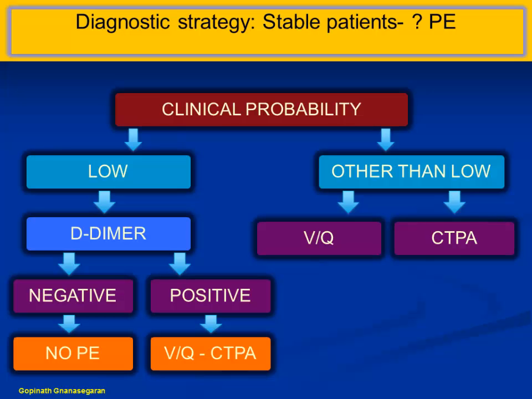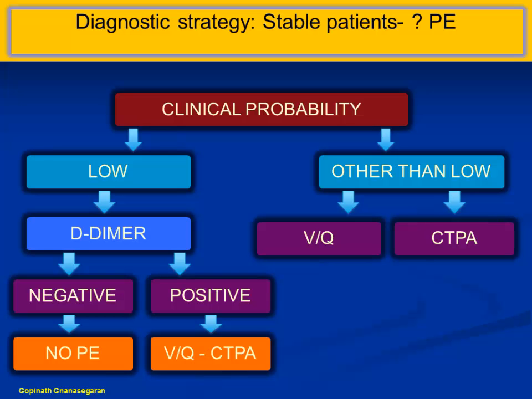So the current EANM recommendation is based on the clinical probability. If it's a low probability, they'll have a D-dimer. If D-dimer is negative, it's unlikely to be pulmonary embolism. If D-dimer, which is non-specific, is positive, the patient should be recommended either for a VQ scan or a CTPA. If it is other than low, and if you have no clue, then the best thing is to go for a VQ or a CTPA.